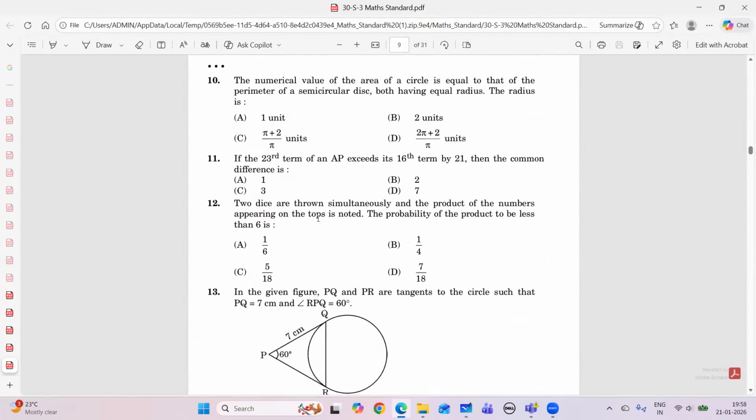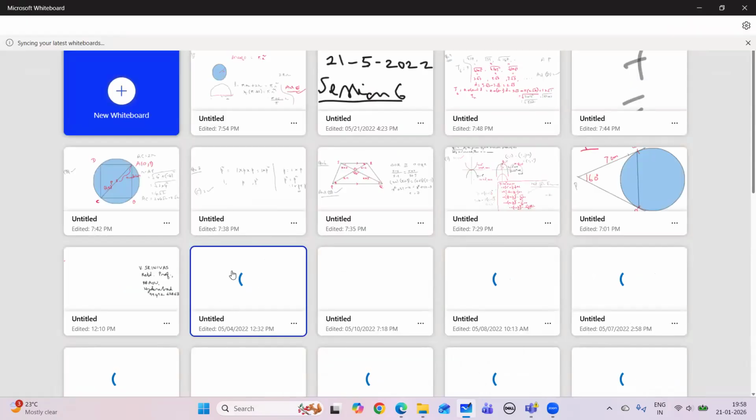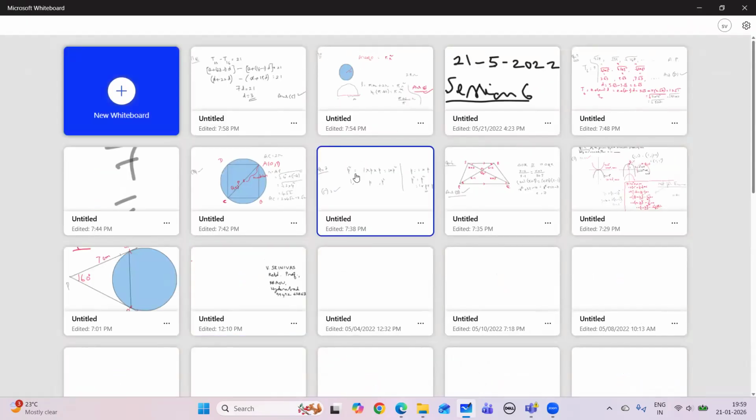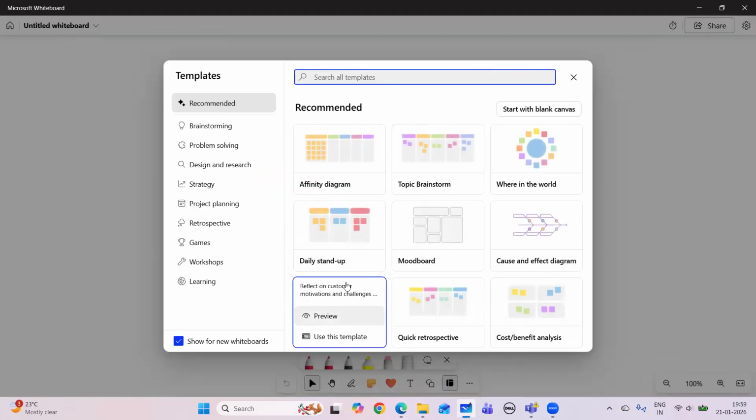Two dice are thrown simultaneously, and the product of the numbers appearing on the tops is noted. Find the probability of the product being less than 6. This is question number 12. Right. Two dice are thrown.